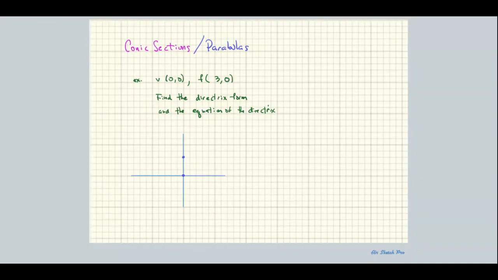Any case, so here we go, guys. So here is my vertex, and here is my focus. All right? And I want to point out that the parabola always opens from the direction of the vertex toward the focus, right? Yeah, vertex toward focus. Now, that's the direction the graph is going to open, right?